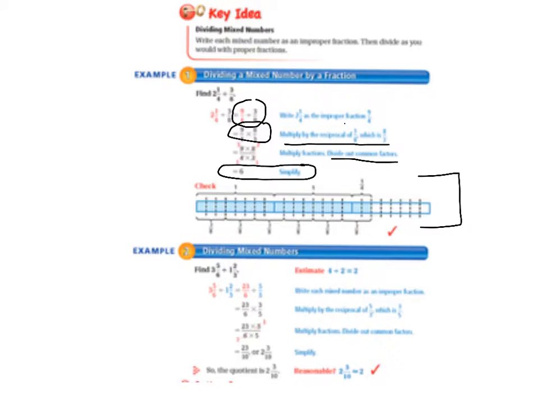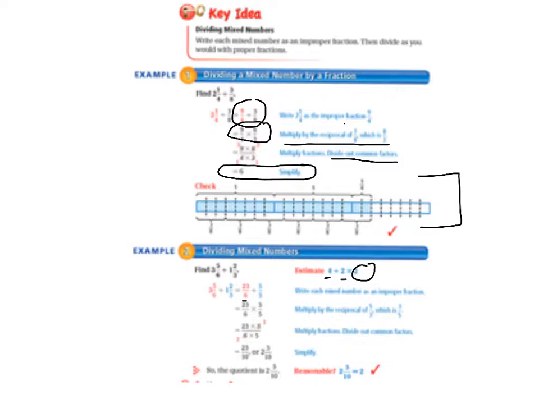Dividing mixed numbers. We're dividing 3 5/6 by 1 2/3. We're going to estimate that 3 5/6 is close to 4, and 1 2/3 is close to 2. 4 divided by 2 equals 2. So we multiply 6 times 3, which is 18, plus 5 is 23 over 6.